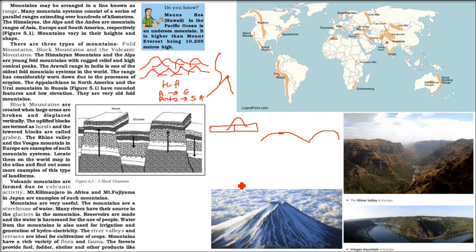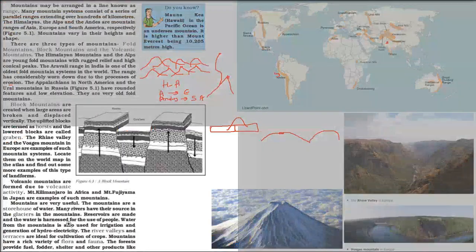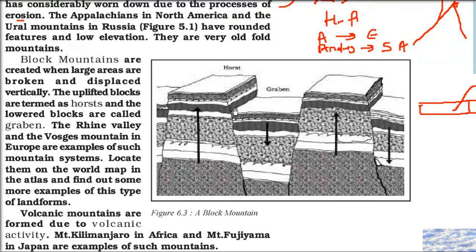The second is block mountains. So what is a block mountain? How does this form? There is a very big vast area, and it broke and went down vertically. I'll show you how it happened. The part which has gone down, which has broken, is the graben, and the part which remains like that is called the horst. These horsts are the mountains we are talking about. These are block mountains.